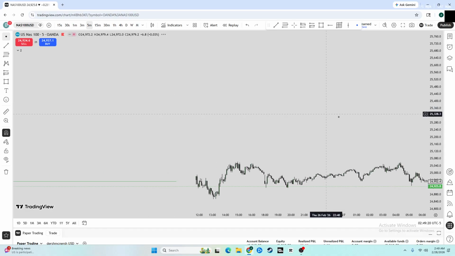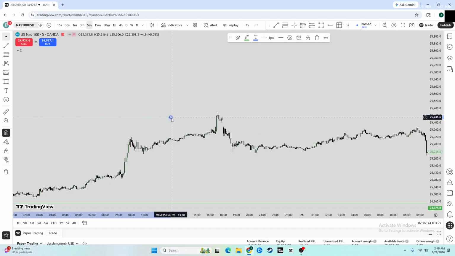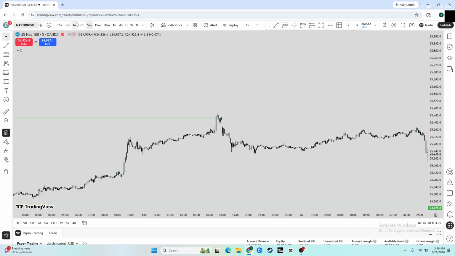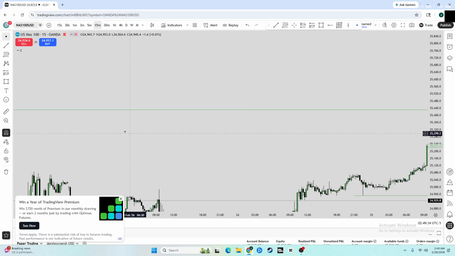Once that form of liquidity is taken, whether it's buy side or sell side, whatever happens first, you look for the reaction after that. What is happening after that? And that's going to truly explain to you, can I take this short or can I take this long?